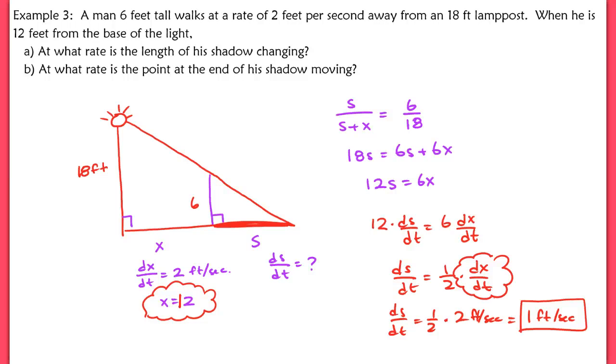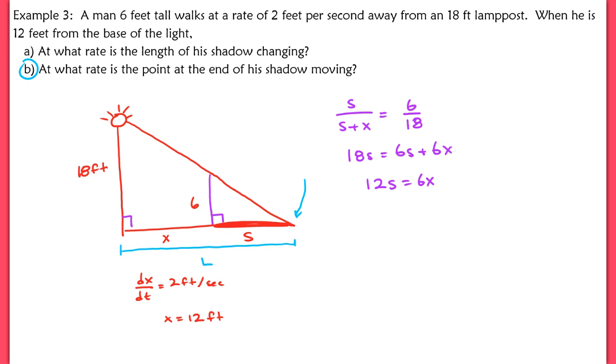All right, now in part B, it asks at what rate is the point at the end of his shadow moving? So if this is the point at the end of his shadow, we're really looking at this entire length here and asking how that length changes. So let's call that L. Let me go ahead and pause so I can erase here and make some more room for this part B. So in this problem, we are trying to find dL/dt. That's the rate we're looking at. We still need to use the fact that dx/dt is 2 feet per second, and we might need to know that x is equal to 12 feet. Let's see if we do though.